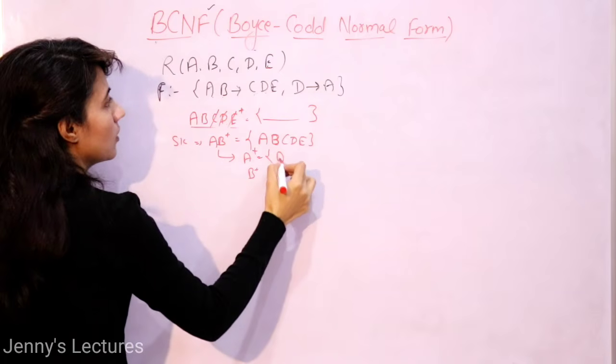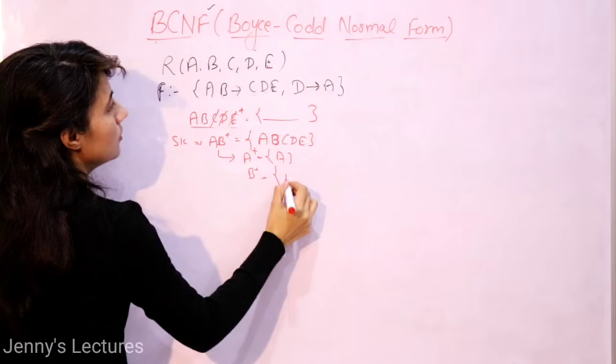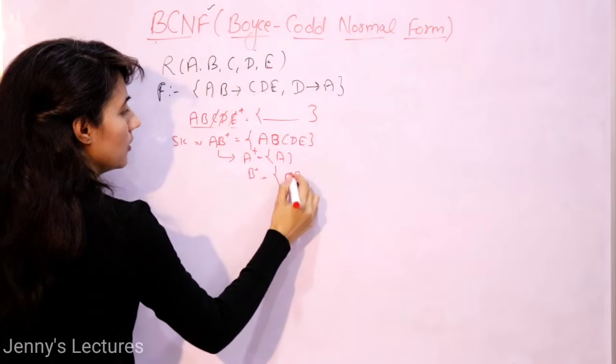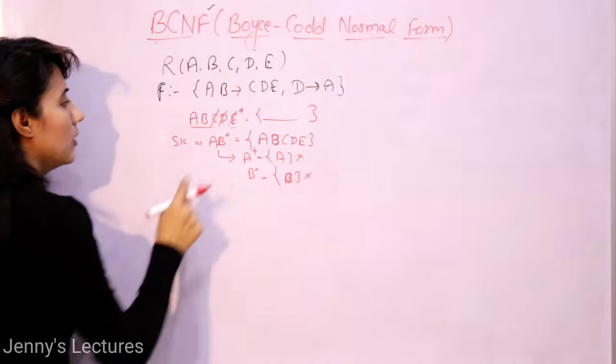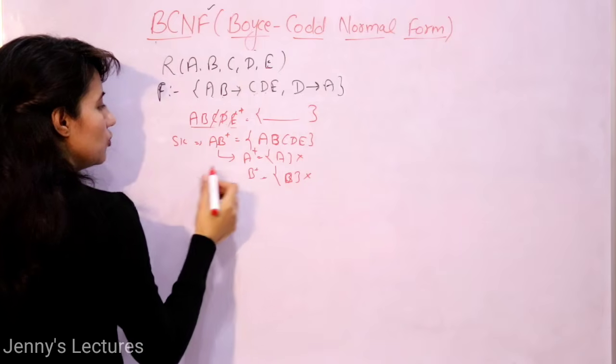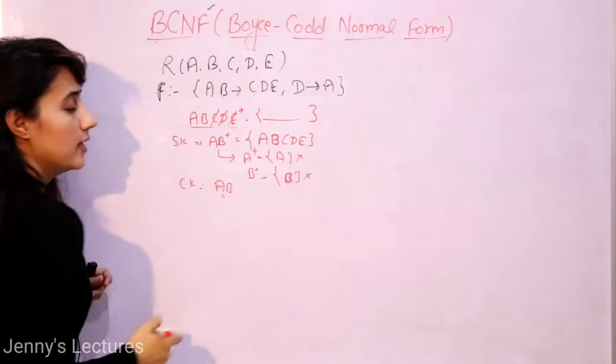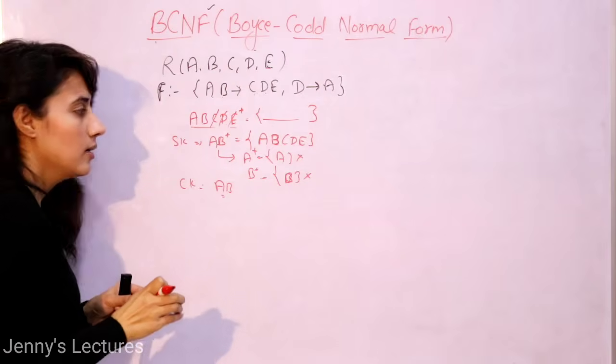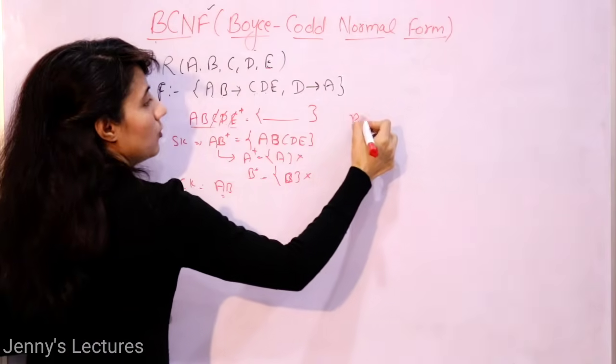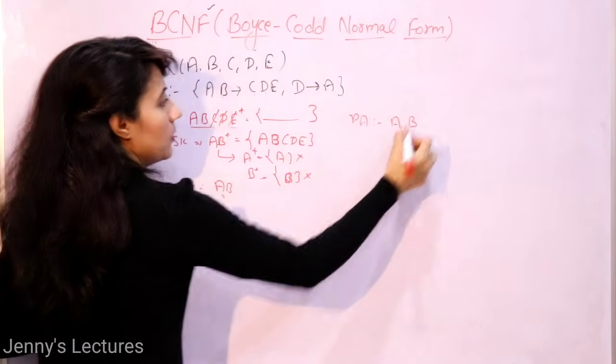Closure of A is A only, closure of B is B only. So it is not a super key, it is not a super key. So you can say that now AB is a candidate key, because no proper subset is a super key. We got one candidate key, right? So now we got prime attributes, that is A and B.